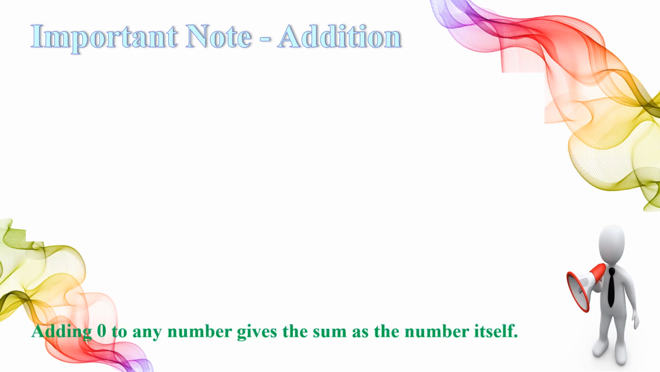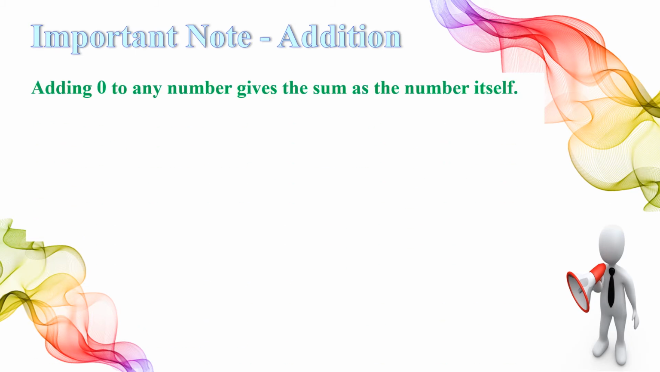Important note in addition. Adding 0 to any number gives the sum as the number itself. That is 10 plus 0, which is equal to 10. 0 plus 10 is also equal to 10. So, if you add 0 to any number, you will get the same number.